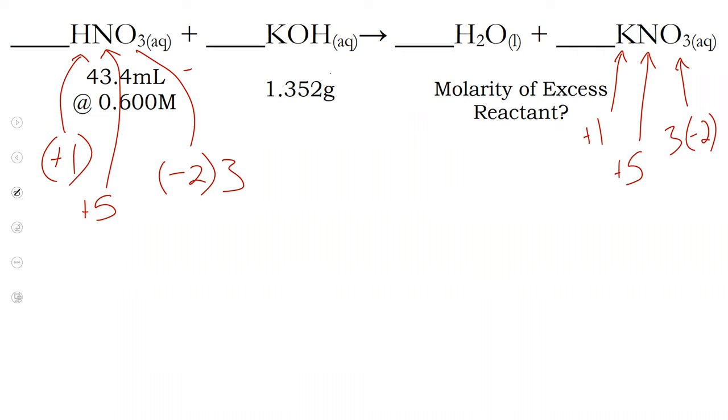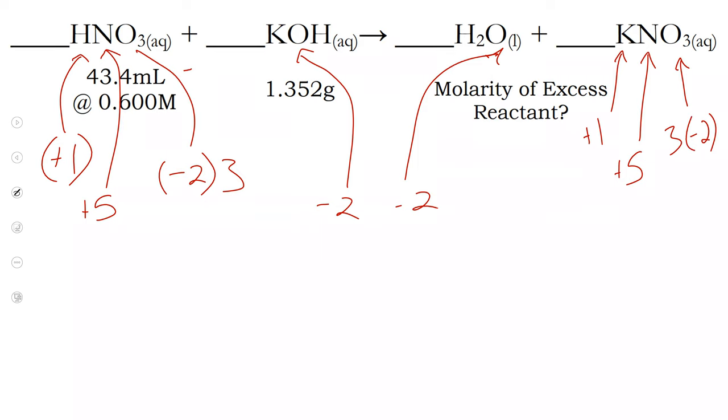What's the oxidation state on this oxygen? Still the most electronegative, right? So it's still minus two. And how about here? Still minus two. So none of our oxygens changed oxidation states. So the only options left are hydrogen and potassium.